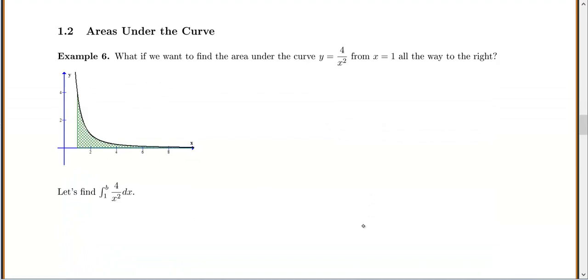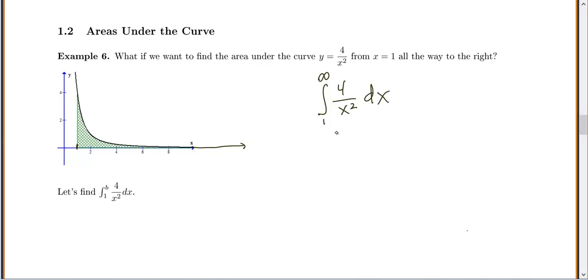But now, let's find areas under the curve. So what if we wanted to find the area under this curve of y equals 4 over x squared from x equals 1, so here's my x equals 1, all the way to the right. So when I say all the way to the right, I mean I want to keep going for infinity. So I truly want to find the integral from 1 to infinity of 4 over x squared dx, because that's how we find areas under the curve, is we take the integral. But I want to go from 1 all the way up to infinity because I want to find the area all the way to the right. This does have lots of applications, especially in statistics.